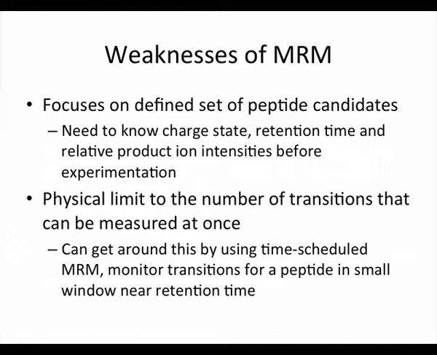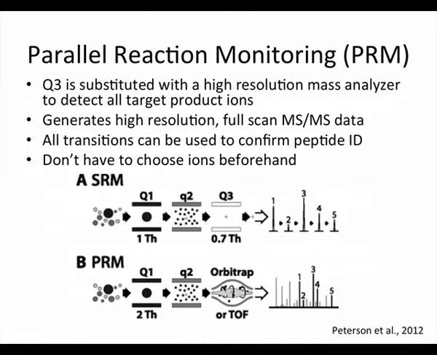And there's a physical limit to the number of transitions or fragment ions that you can collect in that second step of the mass spec, right? Right now it's typically 3 in an MRM, but you can get around this by using time-scheduled MRMs, and then there's a thing called parallel reaction monitoring that we're going to talk about in more detail as well. But that's one of the limits to MRM. So that leads into parallel reaction monitoring.